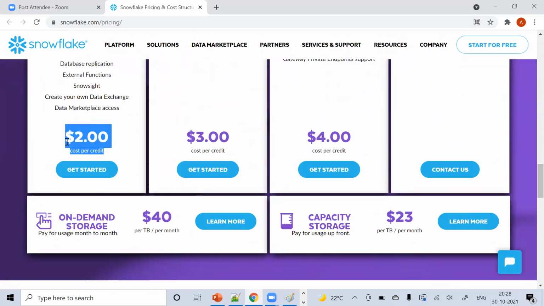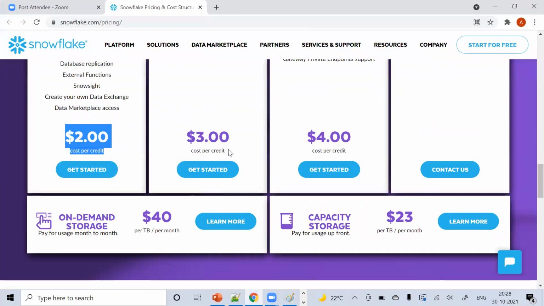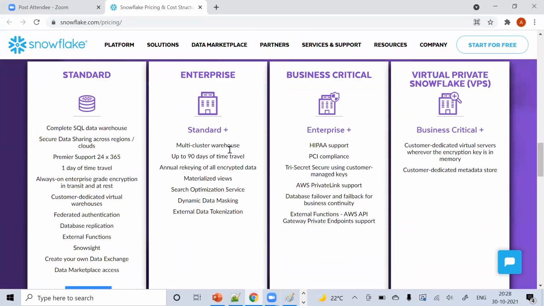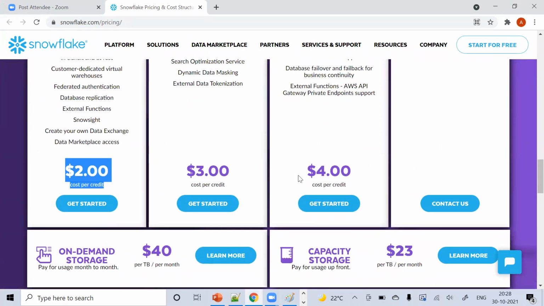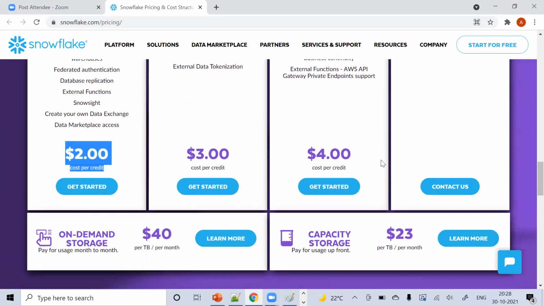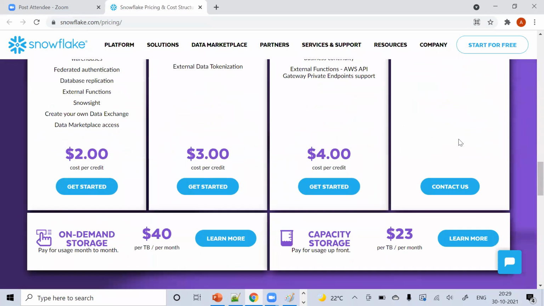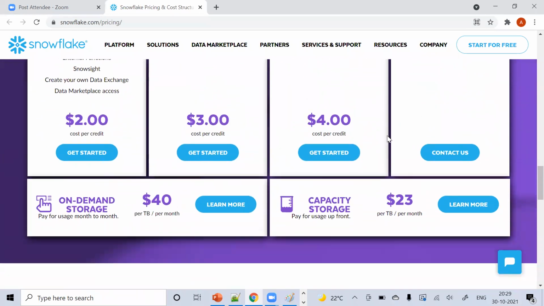Cost per credit. So basically 1 credit, if you use it for your compute resources, it will be $2 for the parameters that I have selected. This is for the standard edition. If it is the enterprise edition, it will be $3. Then for business critical, it will be $4 cost per credit. And for VPS, they're saying contact us. So you need to contact them and they will let you know the pricing. So this is all, guys, for the computing part.